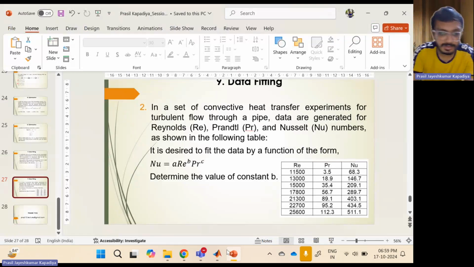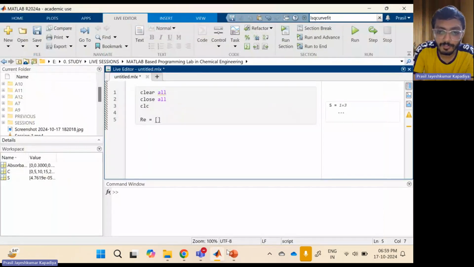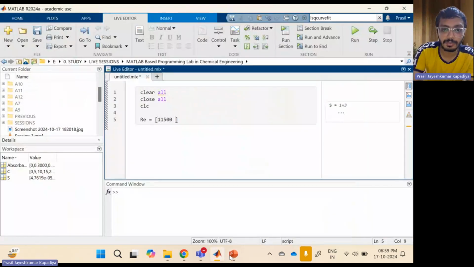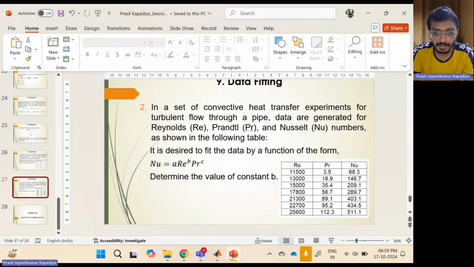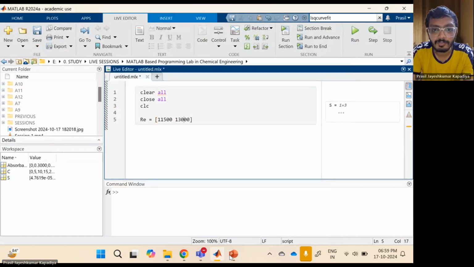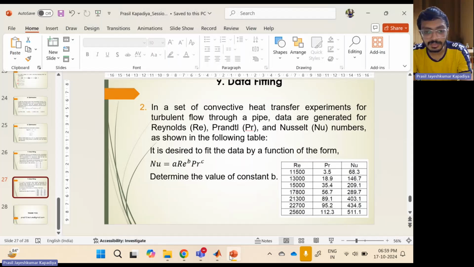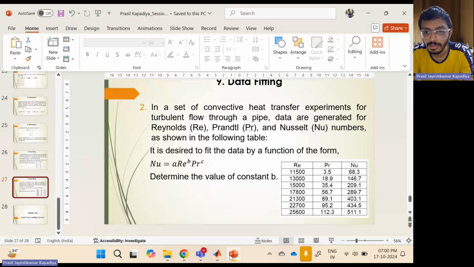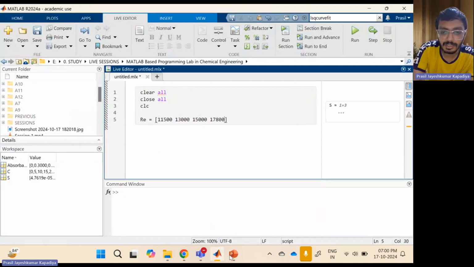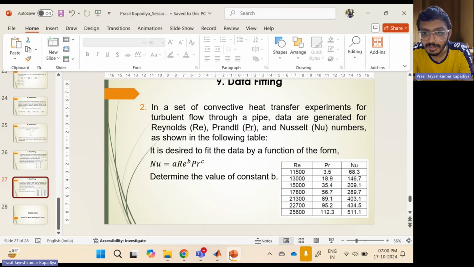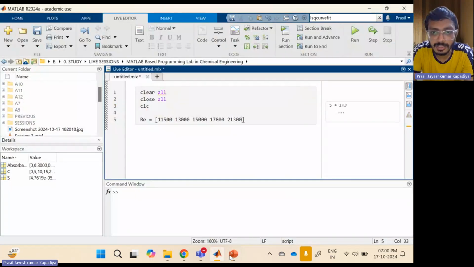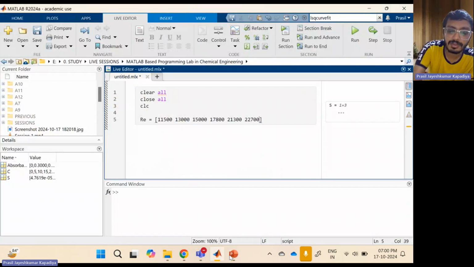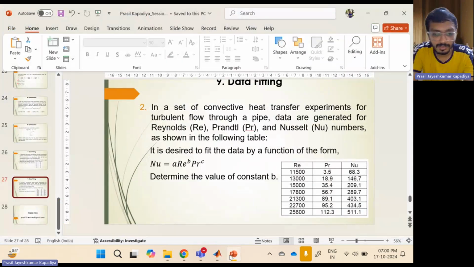First value is Reynolds number is equal to 11500, then 13,000, then 15,000, then 17,800, then next value is 21,300, then 22,700. And my last number is 25,600.